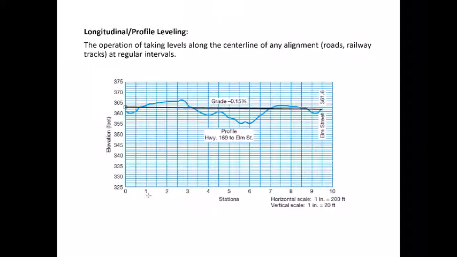Stations mean that after a constant distance, you keep on finding out levels in a straight line, and then you draw the whole profile. So this is the land profile, this is a sectional view, and then you can decide what should be the elevation of your road and what should be the slope of the road. And you decide the elevation of the road in such a way that the amount of soil that you have to excavate is equal to the amount of soil that you have to fill up. That really economizes the project. So this process is called longitudinal or profile leveling.